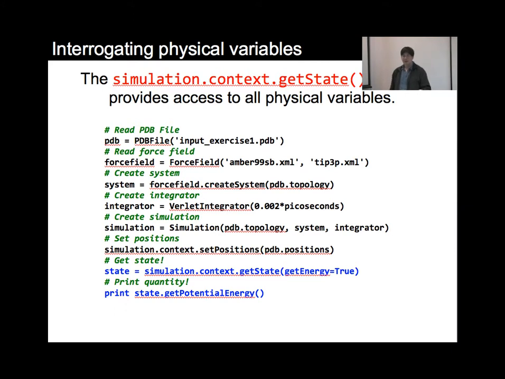Now let's talk about the GetState method. The GetState method is the way for you to actually get to the state, which, if we remember correctly, is contained in the context, which is contained in the simulation. Now, the reason why GetState has these parentheses here is because this is actually a method on the context object. So when you call GetState, it actually creates a state object and gives it to you. And as I said already, this provides access to all physical variables.